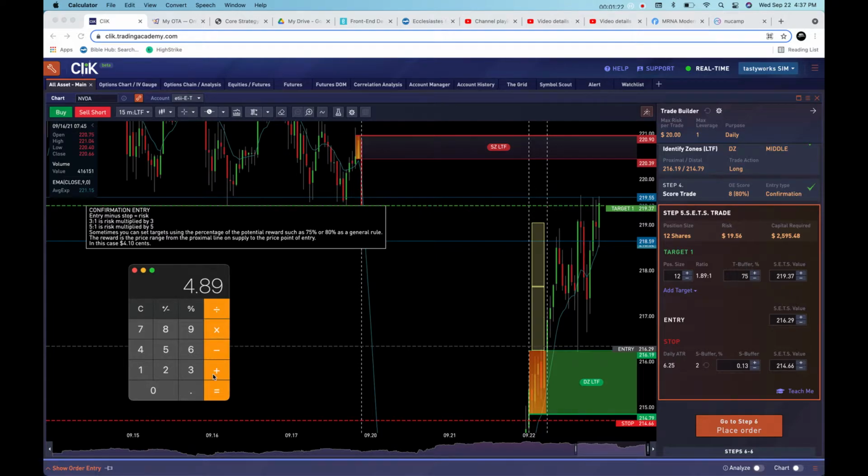That gives you 4.89. You're then going to add 4.89 back to your entry price of 216.29, and that gives you $221.18, which is your target. Okay. If you want to set another target, you can do that. But that's the process. Very simple. Not a whole lot to do, not a whole lot to think about.